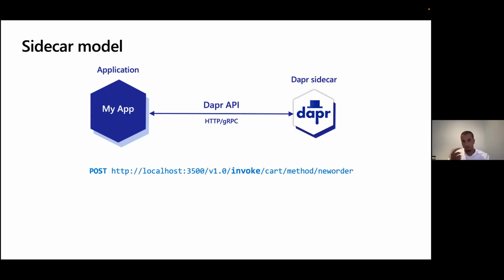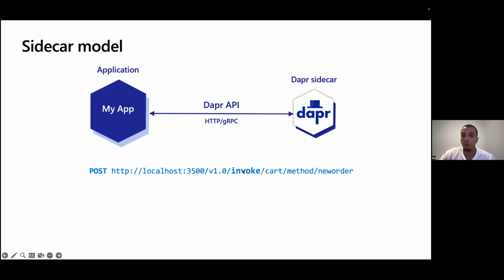So for instance, the invoke API, the service discovery one, all we need to do is post to localhost 3500. That's the default Dapr port. You can change it to whatever you like. V1, that's the API version. Invoke, so I need to invoke. That's the application name, the cart service. So I need my application to invoke the cart service. The method is new order. This is an API that is exposed using the cart service.